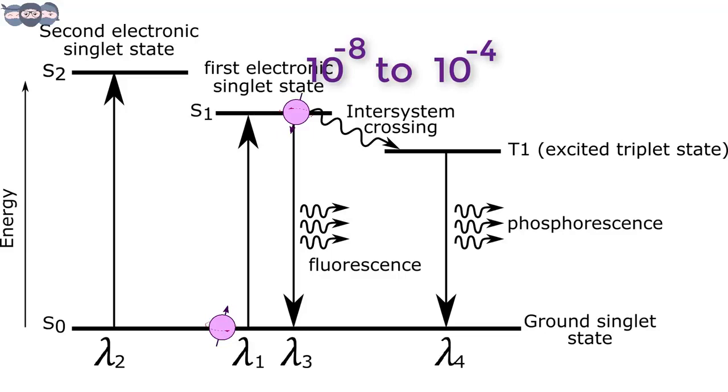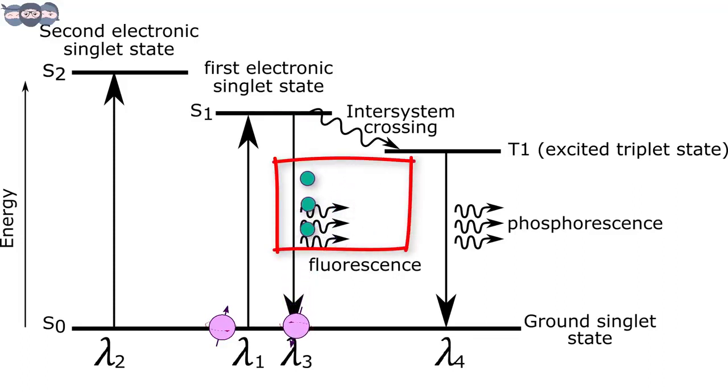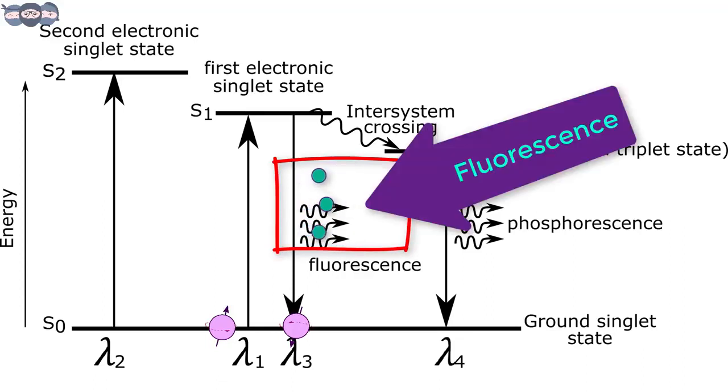The excited singlet state remains for a certain time, its order being 10 to the power minus 8 to 10 to the power minus 4 seconds. After this short time interval, the electrons return back to the ground singlet state. During this transition, energy is released in the form of emissions. This phenomenon is called fluorescence.